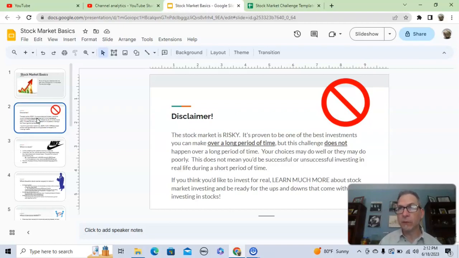I was in some online forum where I was having a discussion about the stock market challenge with other business teachers, and there was a teacher there that said that they never run the stock market challenge and they're against it because they don't like the habits that it teaches. And I completely agree with this. Wholeheartedly. The stock market should be viewed as a long-term investment.